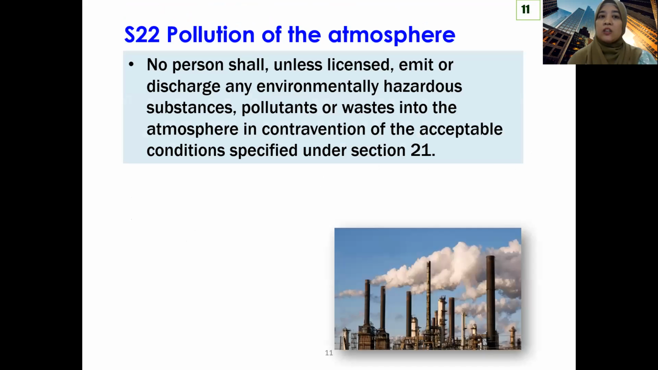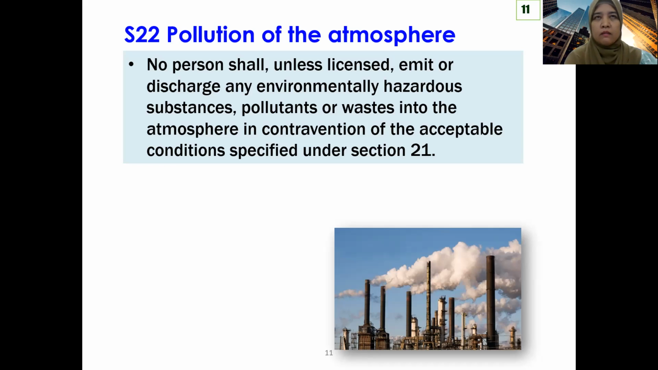And see later on, section 22 says here pollution of the atmosphere. So from 22 until 29, it was a pollution of what? So beginning with section 22, okay, EQA, it is the prohibition, dilarang untuk mencemarkan atmosphere.